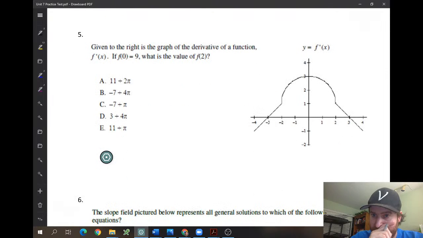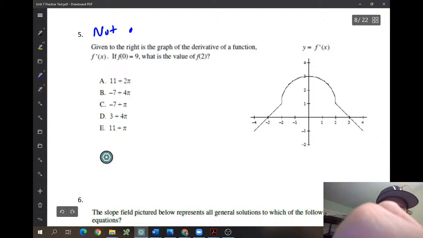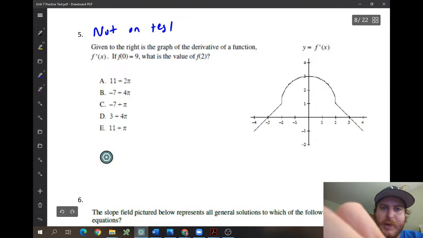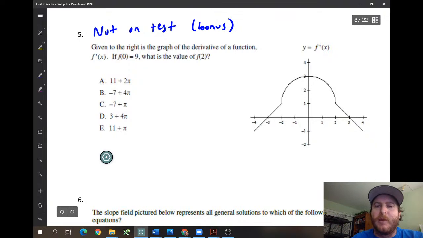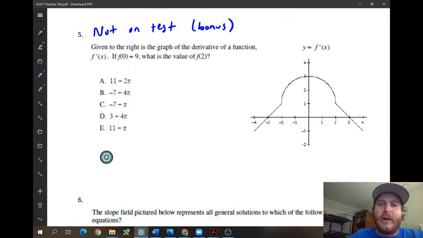Number 5, very, very similar to number 3 that we just did. Again, not on our test, but maybe as a bonus. I did throw a few of these in the first 5 questions. I threw a lot of review at you, okay? And then it's going to get into the stuff that we've been doing, like the slope fields and the differential equations. But I did want to throw some review at us because it's important.